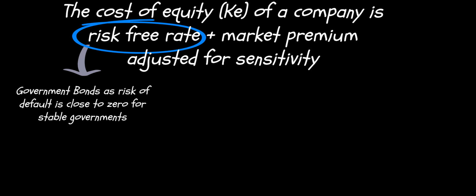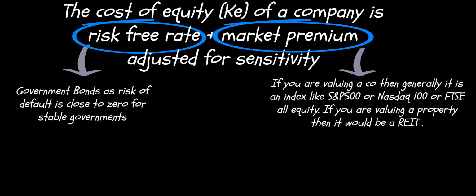The cost of equity of a company is the risk-free rate plus market premium adjusted for sensitivity. Here, the risk-free rate is government bond, as risk of default is close to zero for stable governments. And the market premium depends on what you are valuing. So, for example, if you're valuing a company, then generally it is an index like S&P 500 or Nasdaq 100 or FTSE All Equity. And if you're valuing a property, then it is recommended to be a real estate investment trust.